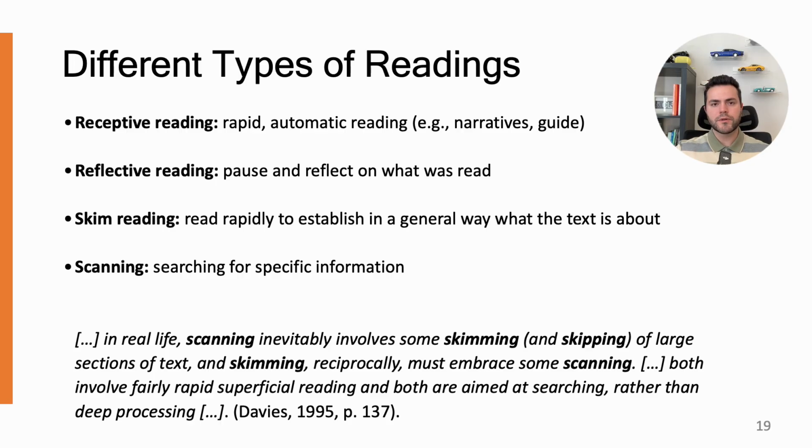Now I want to direct your attention to the quote at the bottom from Davis 1995. It says, "In real life, scanning and skimming often overlap. So even though we define them separately, they tend to occur together. When you scan for information, you're likely also skimming parts of the text. And when you skim the text, you often end up scanning for specific information." So both are quick and strategic, not deep reading, and they're meant to help us search more than process deeply. And finally, knowing when to use each strategy is a big part of becoming a skilled reader.